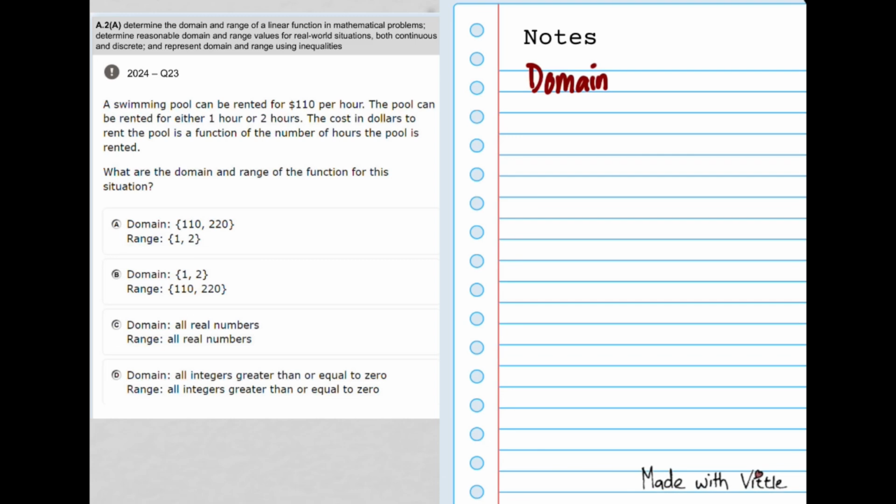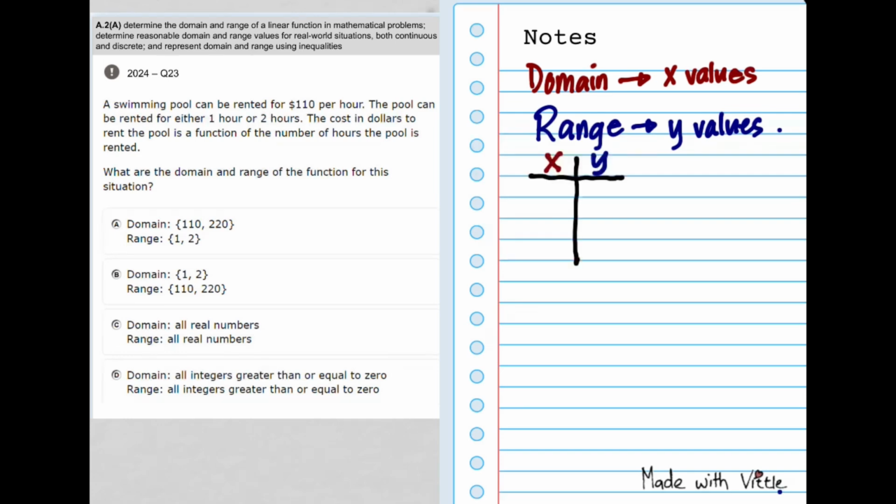First of all, we have to remind ourselves that domain refers to the x values, while range refers to the y values. And we have to remind ourselves again that the problem is a real-life situation, meaning that negative values will not be applicable and will not make sense.